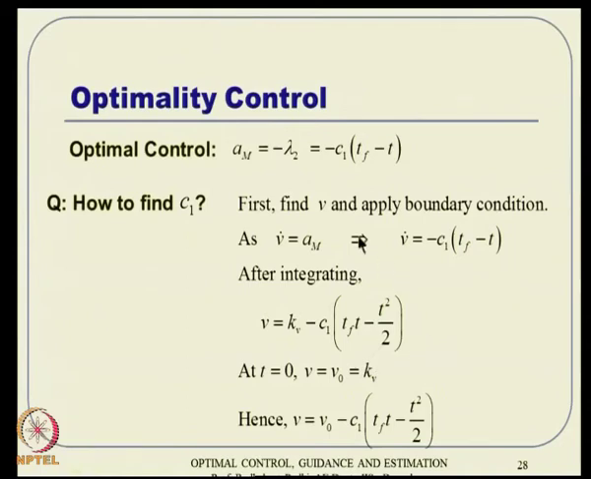And then you can first find V and apply the boundary condition. So, V dot is Am, and Am is something like this. Substitute that, you get V dot, and integrate one time. Then you will get something like Kv, the constant of integration, minus the integral of that, which is C1 times Tf T minus T square by 2. Now we apply the boundary condition that at T equal to T naught, V equal to V naught. So that means Kv is nothing but V naught, and V is V naught minus this expression.